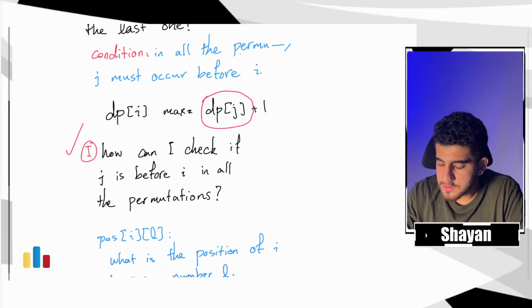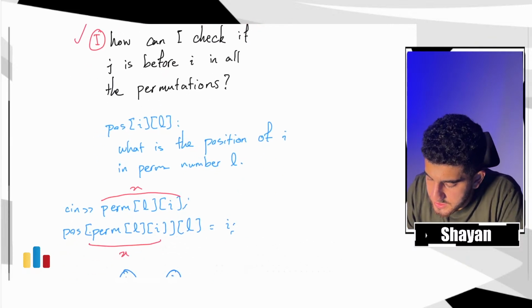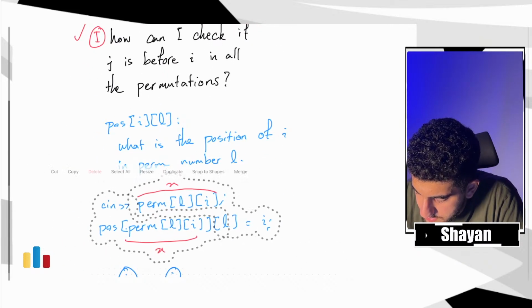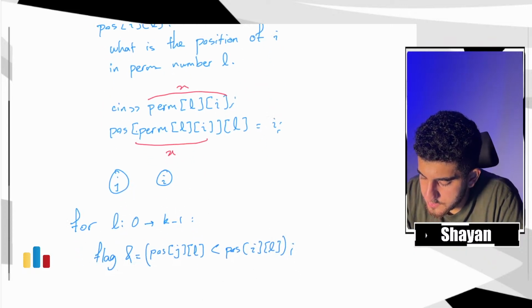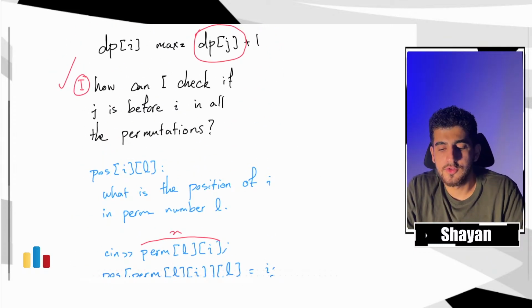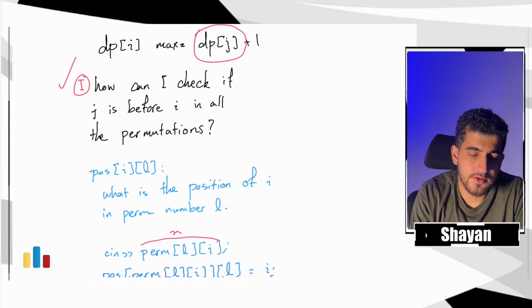I can find out for each I and J if I can come before J, if J can come before I. So this issue is resolved now. Do you agree with this? Do you agree so far?